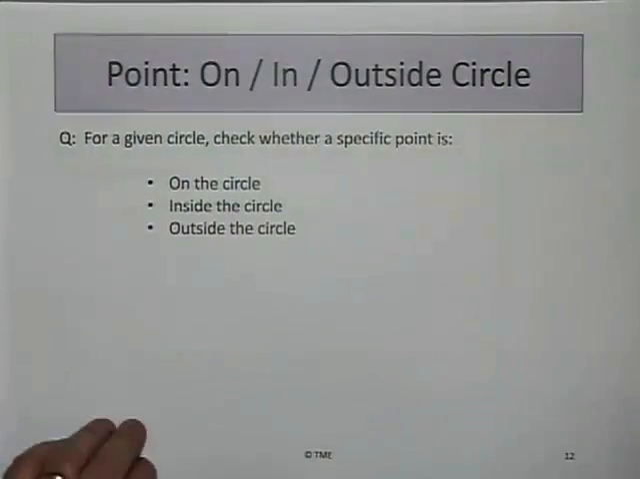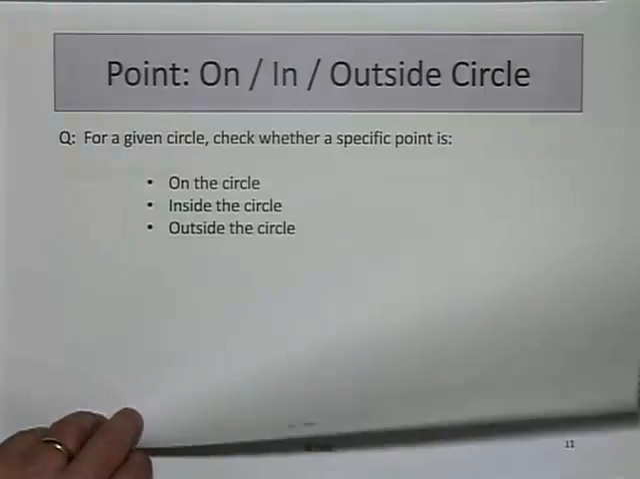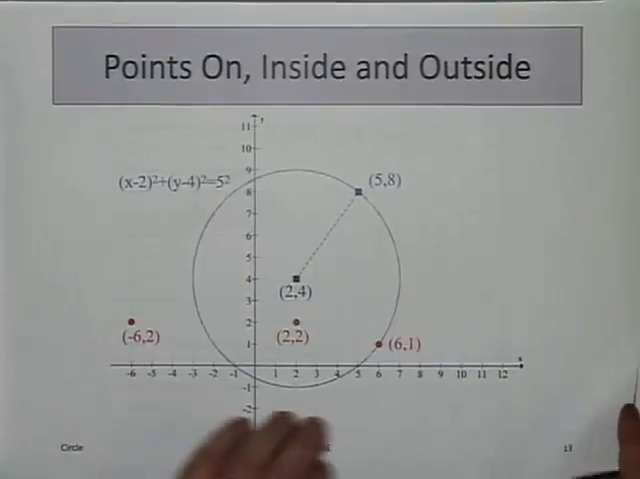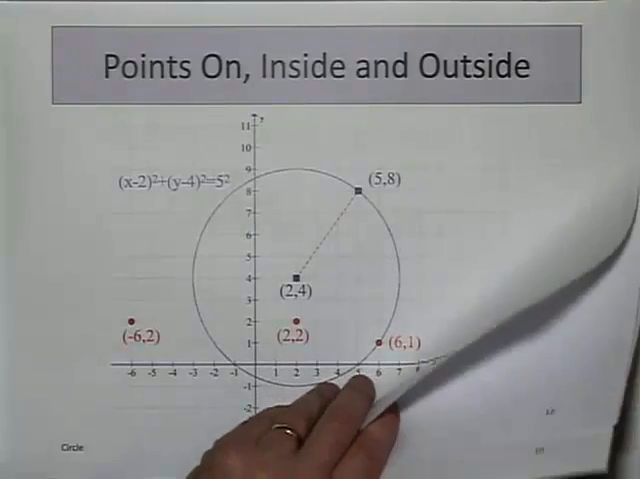That's our equation of the circle. The next step, though, is they ask you this question. They say, there's a circle, it's got a center, it's got a radius. Is this other given point inside, outside, or on the circle? So here we're looking at points on, inside, and outside the circle.